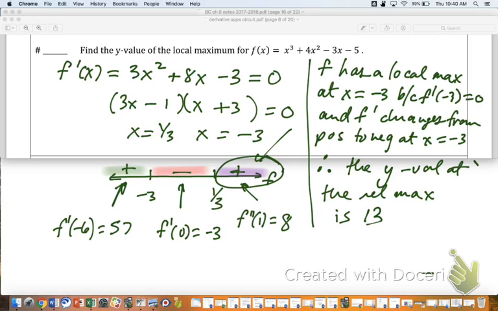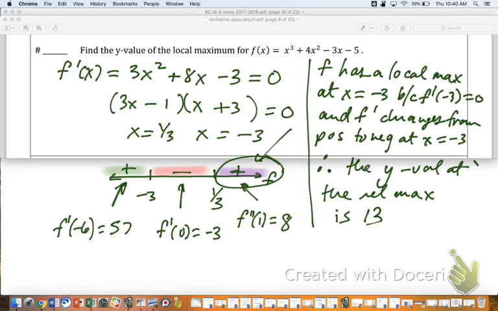Question from Ah Young. When we word it, does it matter if it's local or relative? Those are synonymous. Either way is fine. And do you have to state the first derivative test? No. You can just basically use the hypothesis of it. It's totally fine. So if I said f has a local maximum at the actual point, negative 3, 13, is that fine? Yeah, that's great. That covers the x and the y value.